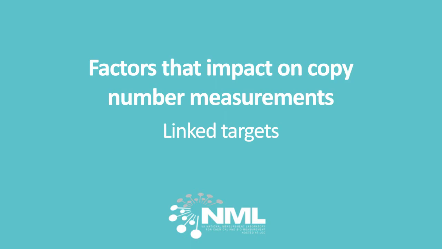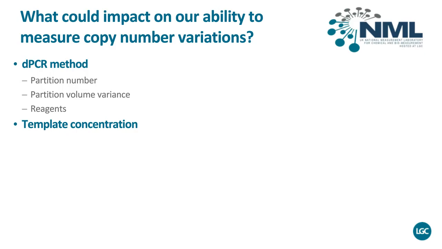So I want to finish with the factors that impact on copy number measurements. Now, because we're a measurement laboratory, we're interested in all the little things that might be causing bias. What would pull our measurement away from that true value? And so I want to focus on linked targets. There are a number of things that could be impacting. We've talked about the digital PCR method. By that, I mean the partition number, perhaps the partition volume variance, or the reagents. I haven't talked about those today, but if you use different polymerases, perhaps that impacts on your ability and the copy number variation, and also the template concentration that I've talked about.